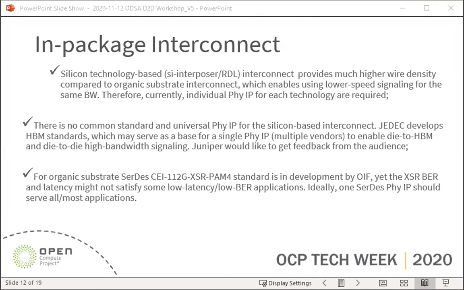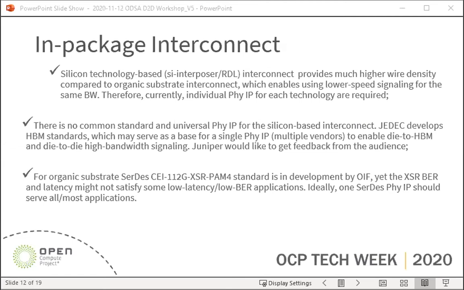And if we look at organic substrate, there are also several proprietary solutions, but in this case, we also do have a standard in development, which the OIF community is developing. It's called the CEI-112G-XSR PAM4 standard. This standard is already, I think we already kind of passed the middle point, in pretty good shape. And there are several vendors who already supply such IP.